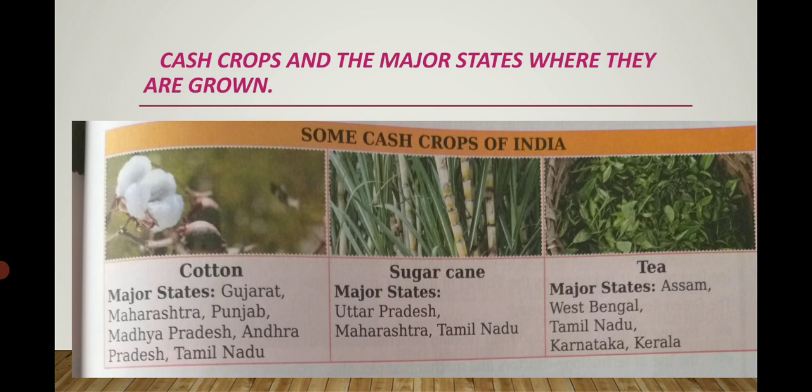Next, we are going to discuss sugarcane. The major states where sugarcane is produced are Uttar Pradesh, Maharashtra, and Tamil Nadu. Next is tea. The major states producing tea are Assam, West Bengal, Tamil Nadu, Karnataka, and Kerala. So, children, this is very important and you should learn it by heart.